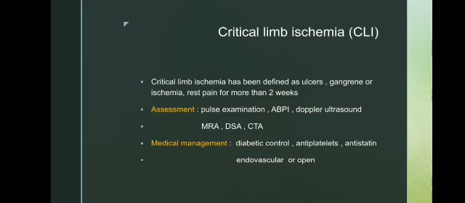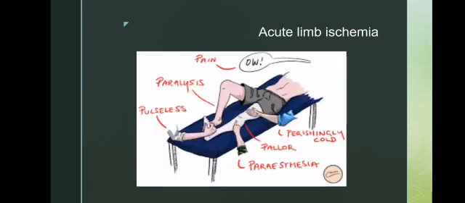Assessment is again the same: pulse examination, ankle brachial pressure index, Doppler ultrasound, MRI, DSA, and CTA is done. Medical management is the same again. And if critical limb ischemia continues, it will develop into acute limb ischemia, which is characterized by 6 features, 6 P's of ischemia: pain, paralysis, pulseless, perishingly cold, pallor, or paresthesia. If these things are present, you will diagnose the patient as a case of acute limb ischemia.